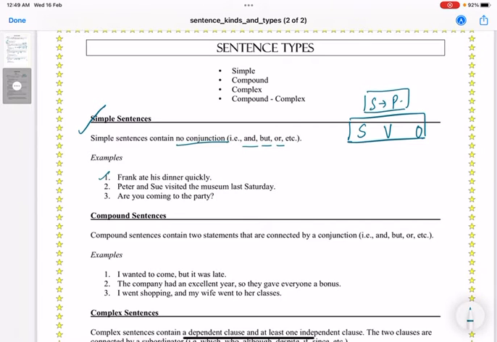For example, Frank ate his dinner quickly. Peter and Sue visited the museum last Saturday. Are you coming to the party? So now notice one more thing, it doesn't matter whether it's declarative or interrogative. The expression can be anything. It can be declarative, it can be a question, it can be a command. Our criteria now is construction, that is, what the sentence is made up of. So there shouldn't be any conjunction and it should follow the SVO order.